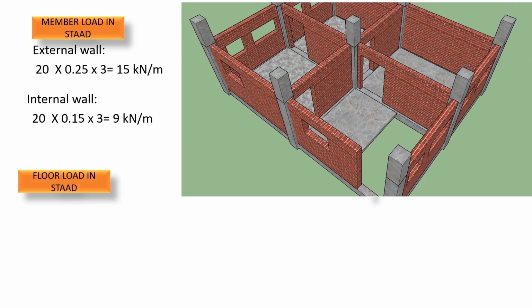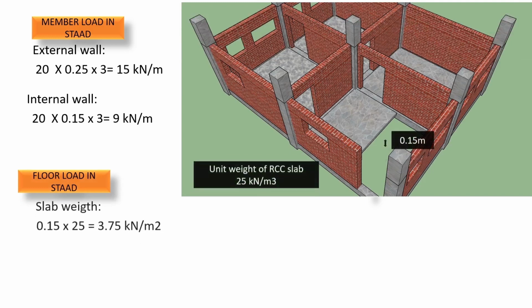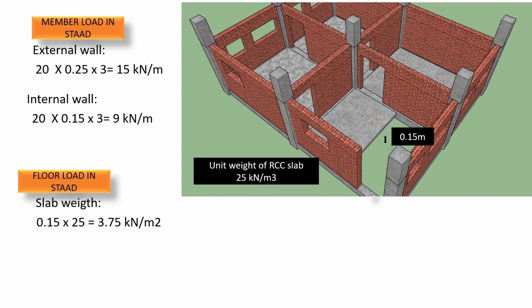Now load contribution from the slab. If we consider this example, thickness is 115 mm. As per IS 456, the unit weight of RCC slab is 25 kN per meter cube. Multiplying those two, we get 3.75 kN per meter square.